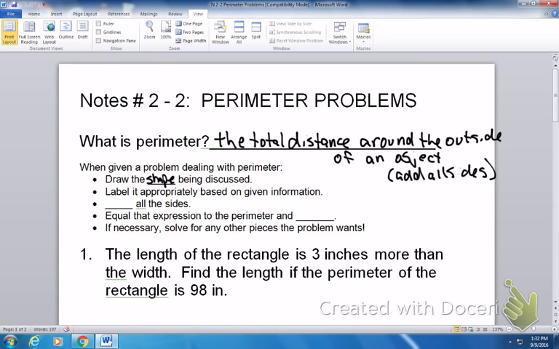Just like on 2.1, they're going to be describing expressions to us. We're going to have to write those on the sides of our pictures. Then you're going to add all the sides, set the expression equal to the perimeter, and solve. If necessary, you may have to find other little pieces, like maybe we actually found length and they want the width as well. We'll have to do that also. So let's go ahead and work one of these.